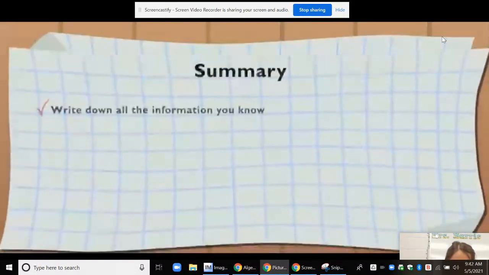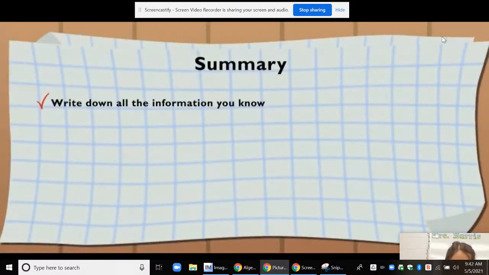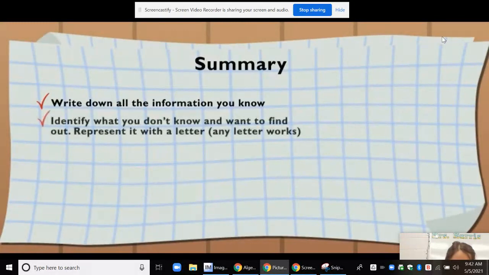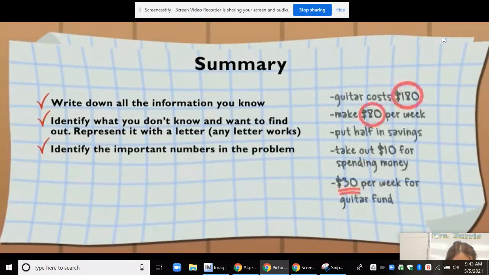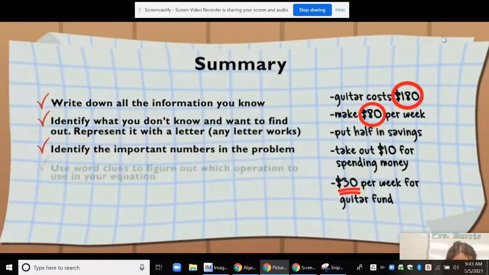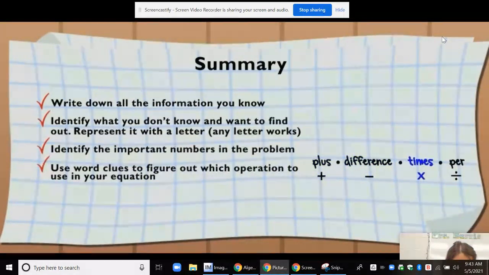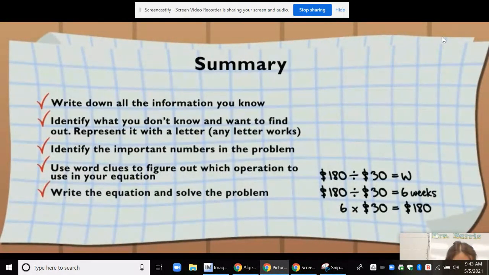Hey, let's go over the steps again. Start by writing down all the information you know and make it into a word problem. Then figure out what you don't know and want to find out and come up with a letter to represent it. We used W for the weeks Zoe needs to work. Next, go through the information and pull out the important facts, the ones you can use to solve the problem, and come up with an equation. Look for word clues that cue you in to which operation to use. And finally, write the equation and solve the problem. Not bad once you get it down.